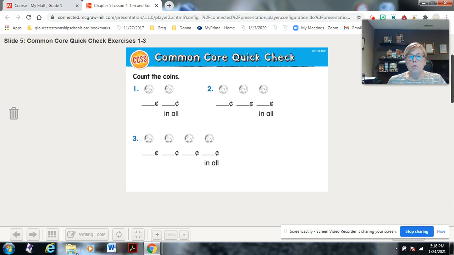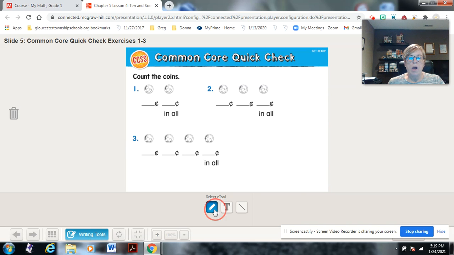All right, so here we're going to count the coins. And what kinds of coins are these? Tell the adult next to you, or just say it out loud. What kind of a coin is this? A dime, very good. And why are we using dimes to count when we talk about tens? That's right, because the value is 10 cents. Notice they have the cent sign right there.